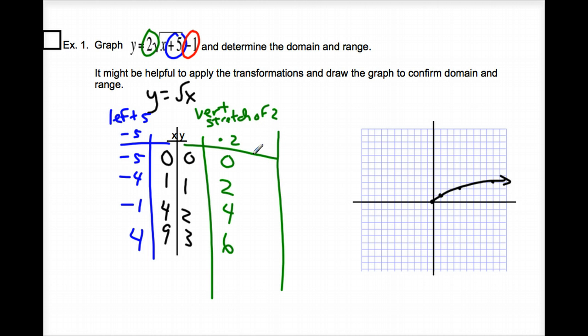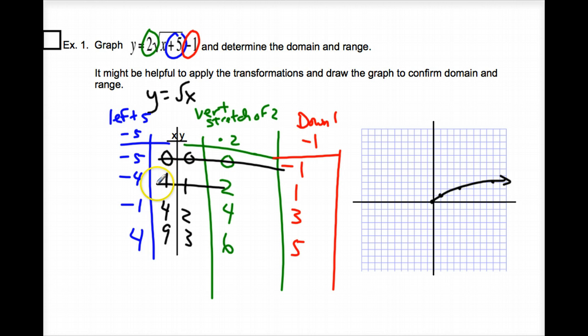Finally, you've got that minus 1, and I already mentioned that that just tells you to go down 1. So that's a minus 1 on the y's. 0 minus 1 is negative 1, 2 minus 1 is 1, 4 minus 1 is 3, 6 minus 1 is 5. These are my new x, y's. These are the x, y's that I want to graph for my answer.